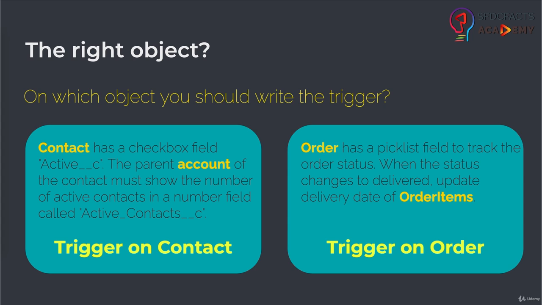So when you decide on which object you need to write your trigger, first think of the triggering point of that particular automation. Don't think about the objects that you need to update. In both of these scenarios, we are not writing the triggers on the objects which we are updating. We are doing vice versa because the triggering points are different.